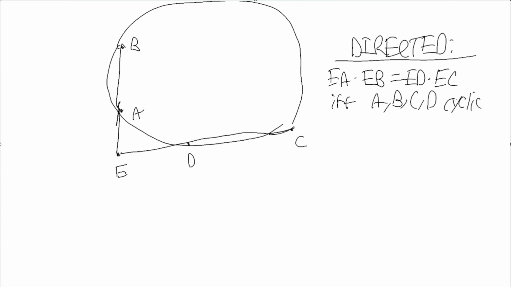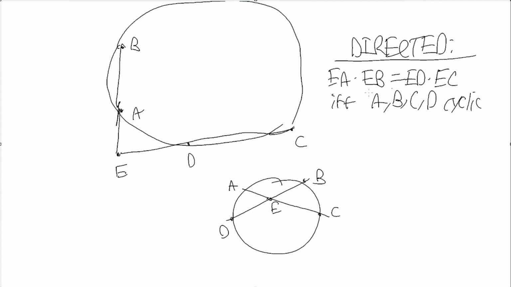And the good thing about directed lengths is that it allows us to go inside the circle as well. So if we have this as well here, so A, C, B, and D, then this product here is negative when it's inside the circle, because EA and EC have different signs when E is inside the circle, since they're going in different directions. Therefore the power of E is negative in this circle, while in here the power is positive.